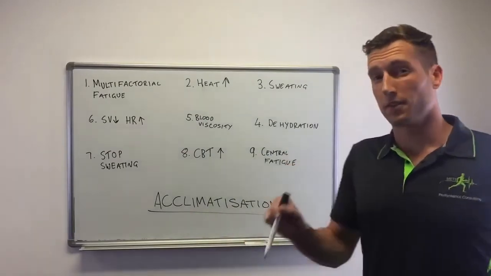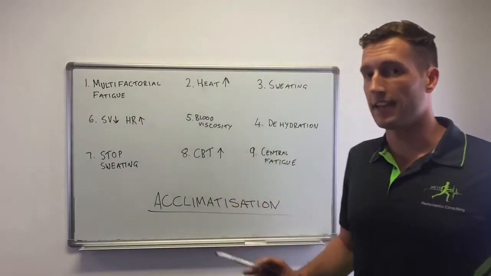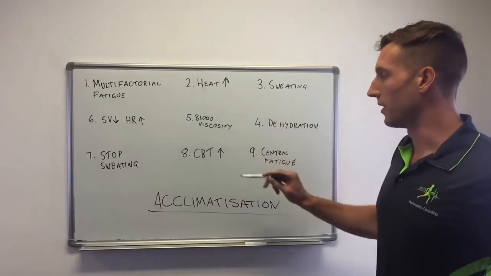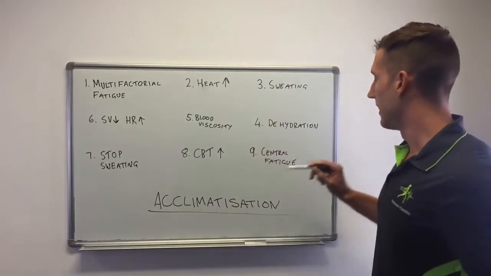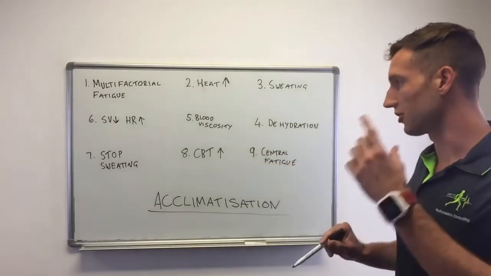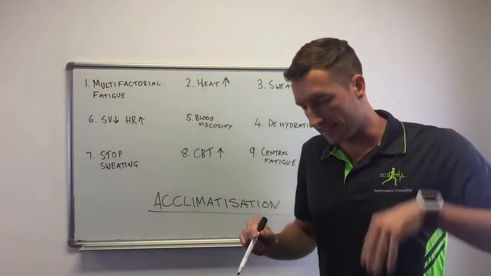If we hit 43 degrees, we're dead. That's it. Enzymes are denatured and we're going to die. So as soon as we get into the 40s, that's serious alarm bells ringing. And what happens is we get central fatigue. So literally what happens is the brain will stop sending signals to the muscles.